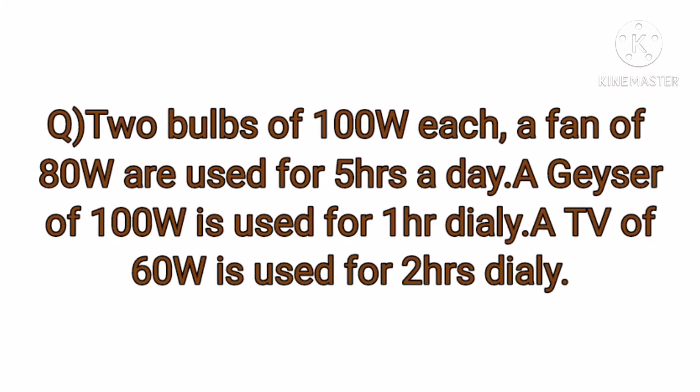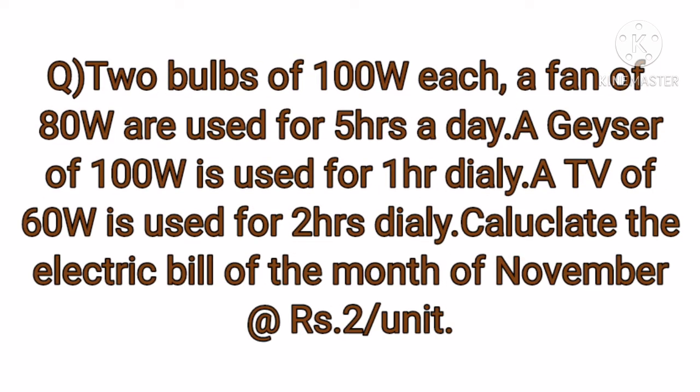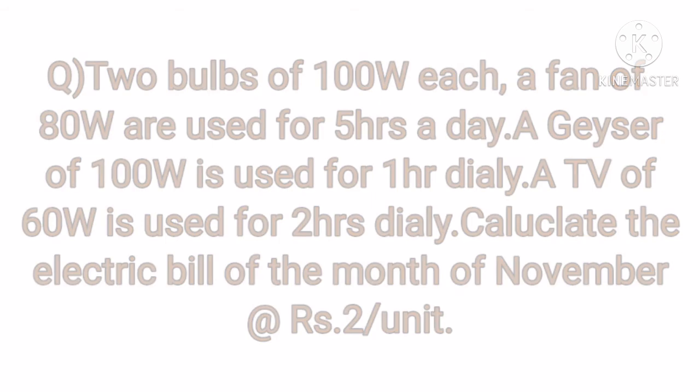Question. 2 bulbs of 100 watts each and a fan of 80 watts are used for 5 hours a day. A geyser of 1000 watt is used for 1 hour daily. A TV of 60 watt is used for 2 hours daily. Calculate the electric bill for the month of November at the rate of Rs 2 per unit.